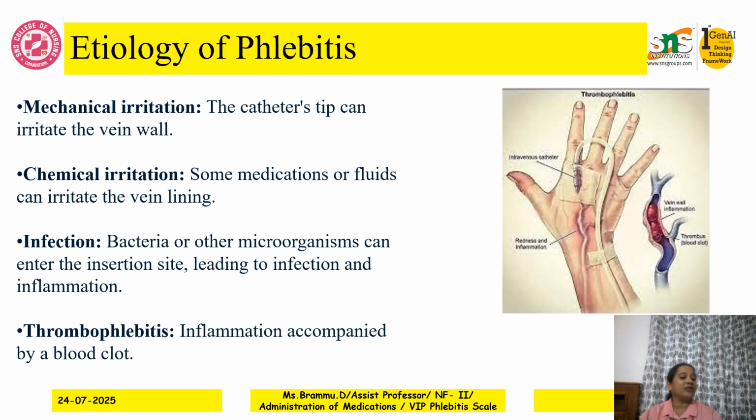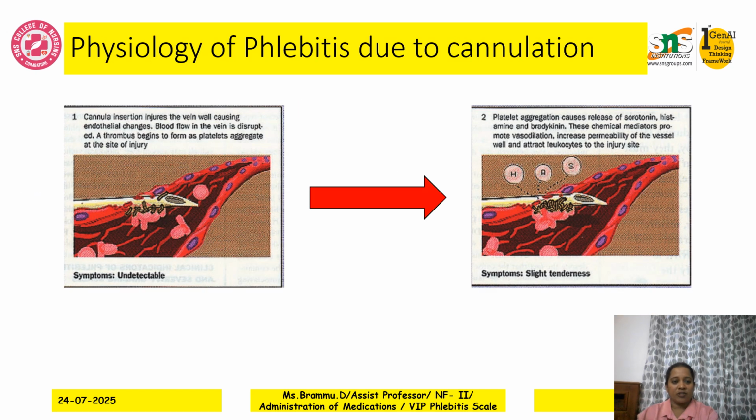And the next important cause of phlebitis is infection, which might be due to bacteria or other microorganisms very close to the IV site. This leads to infection and inflammation. And phlebitis can also accompany a blood clot, which we call thrombophlebitis. So these are the possible etiologies. Children, I think you now get my point on why this inflammation of the vein happens: through mechanical or chemical causes, infection, or a thrombus.